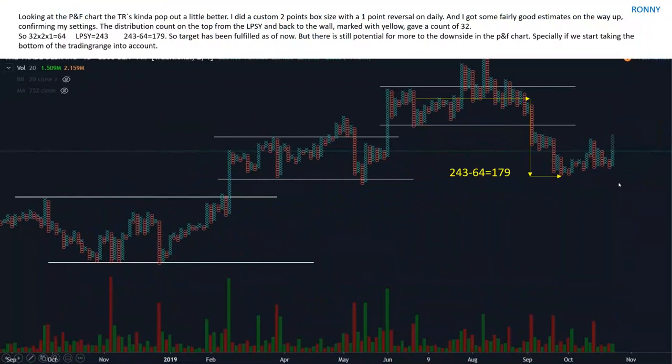Ronnie was looking at TTD, and he was taking some counts here. So this is 1 point reversal. Is this a $2 box size, Ronnie? Is this what it is? Oh, Ronnie is not here. I think so. 2 box size, 1 point reversal, yes.